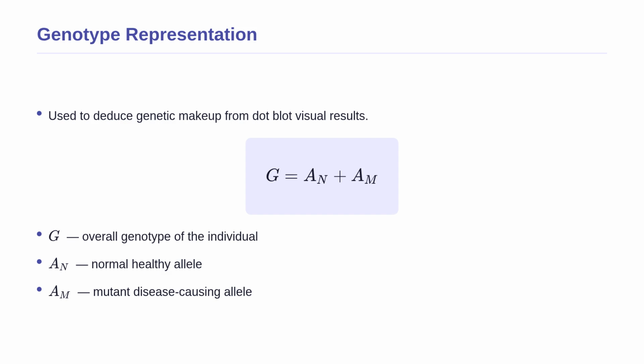In this formula, G represents the overall genotype of the individual. The variable AN represents the normal, healthy allele, and AM represents the mutant, disease-causing allele. Because humans inherit one copy of a gene from each parent, the overall genotype G will always be the sum of 2 alleles. If a patient's DNA binds to a specific probe, it means they possess that specific allele. By adding the visual evidence from the normal and mutant membranes together, we can perfectly deduce their exact genetic makeup.